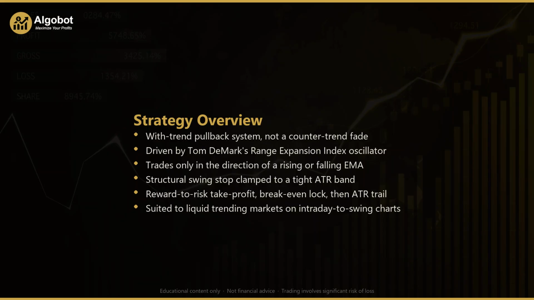The strategy combines this oscillator with a moving average trend filter. It will only consider a long trade when a price EMA is rising and price sits above it, and it will only consider a short when that same average is falling and price sits below it. This keeps every trade aligned with the prevailing drift.